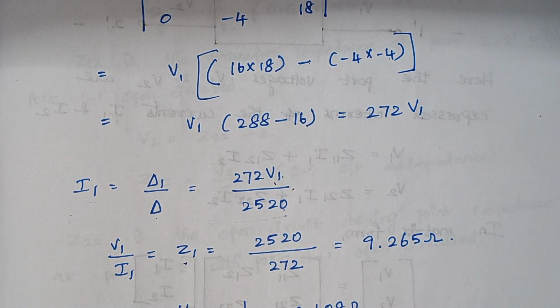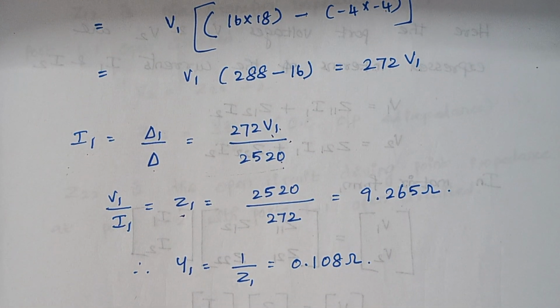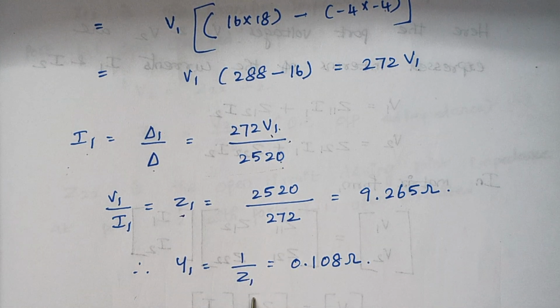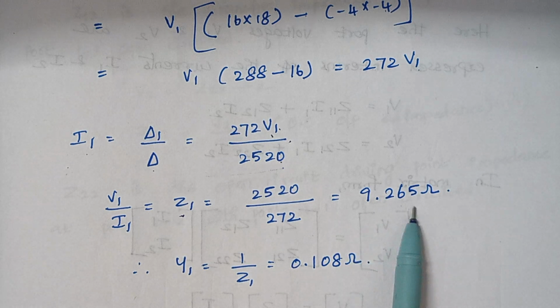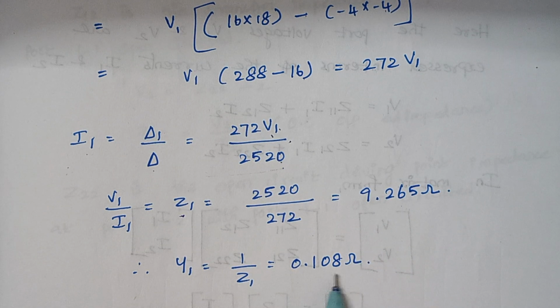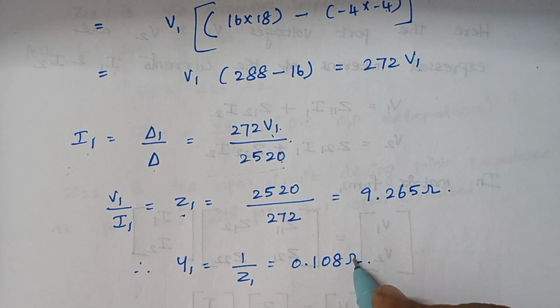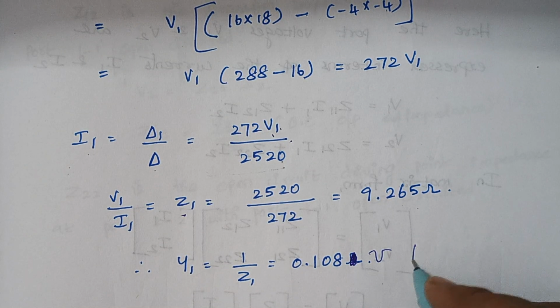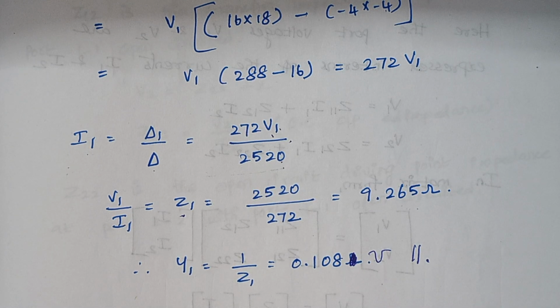So always keep it in mind. You are asked to find the admittance. So here you have to take the reciprocal of this number. So when you take the reciprocal, you see the value of Y1 is 1 by Z1. So 1 divided by 9.265 gives the answer 0.108. Okay, here it should be mho. The unit of impedance is ohm and the unit of admittance is mho. So always be cautious while writing the unit.